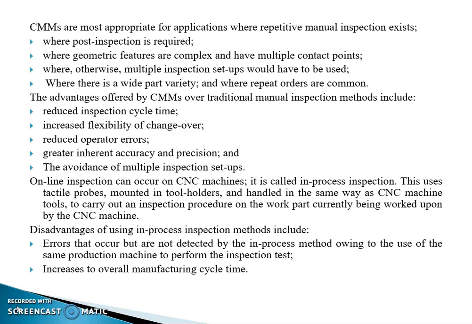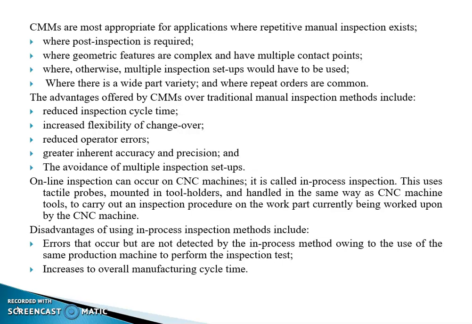And next, CMMs are most appropriate for applications where repetitive manual inspection exists, where post inspection is required, where geometrical features are complex and have multiple contact points, where otherwise multiple inspection setups would have to be used, where there is wide part variety, and where repeat orders are common. This is about some software used in CMM.